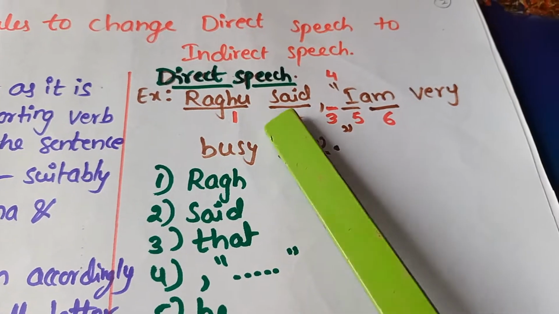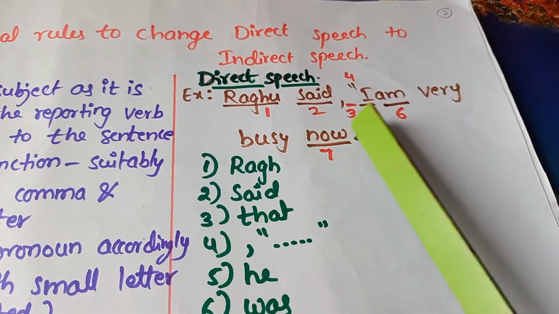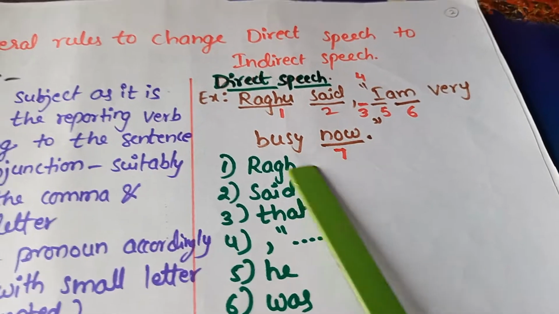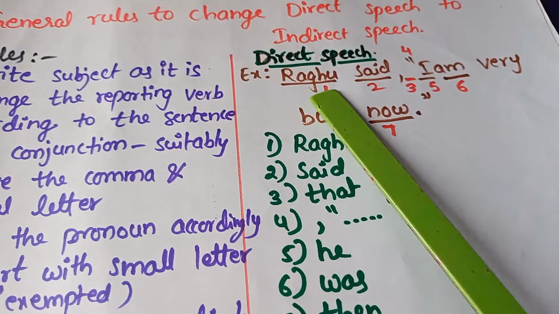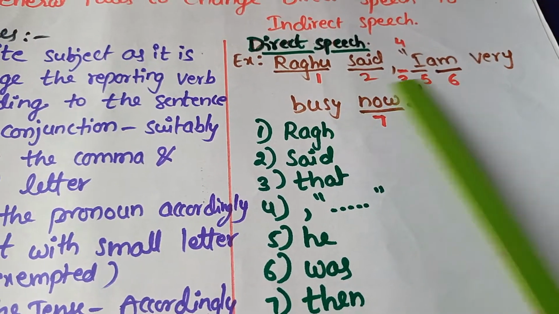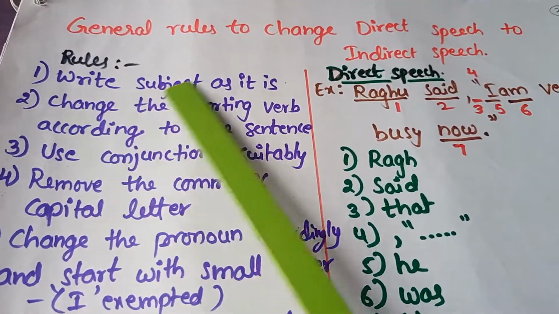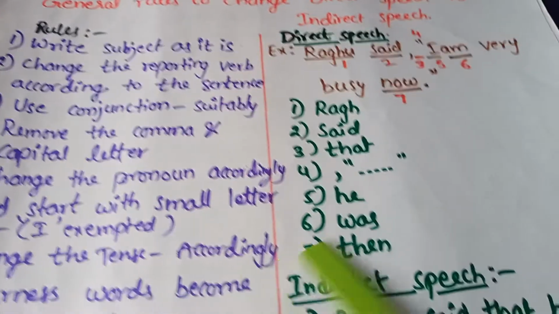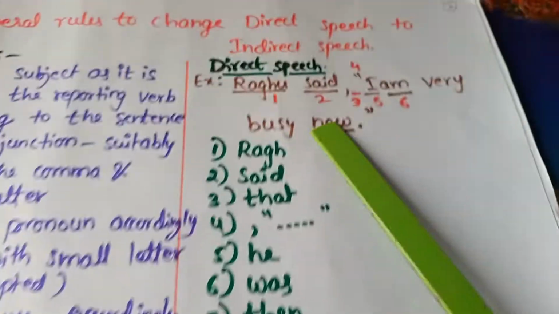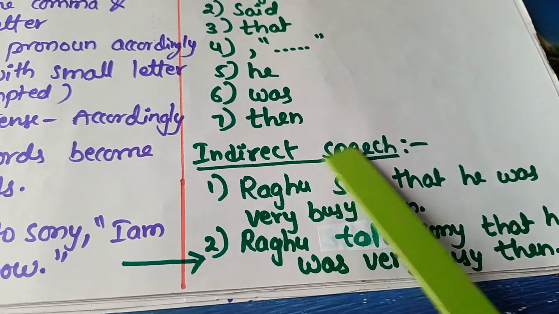I have given the points one by one. Observe carefully: 1, 2, 3, 4, 5, 6, 7. These are all the things to remember and the points to change direct speech into indirect speech. Here the nearness word is now, so now becomes then.